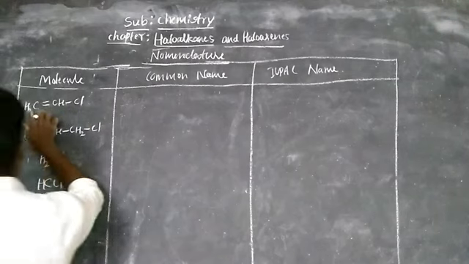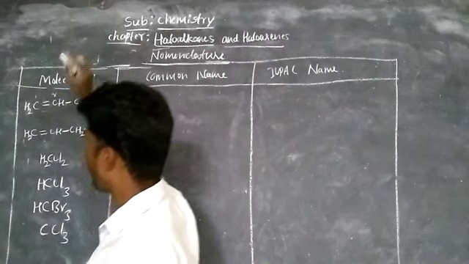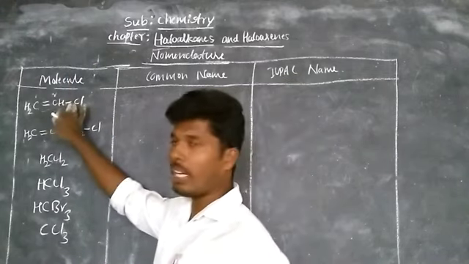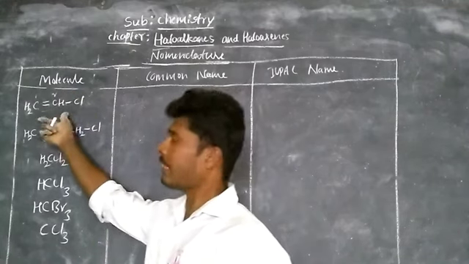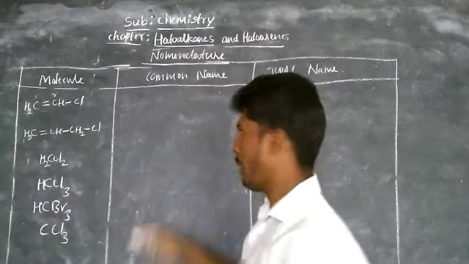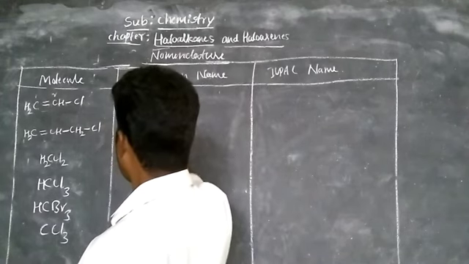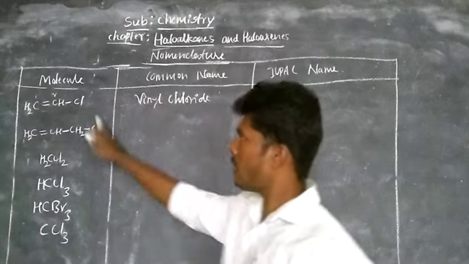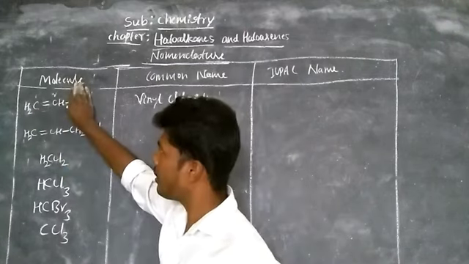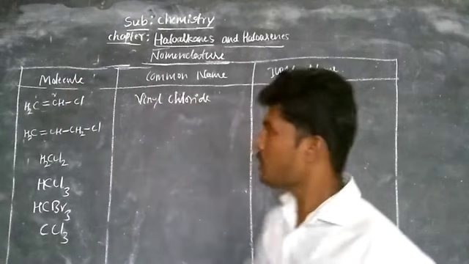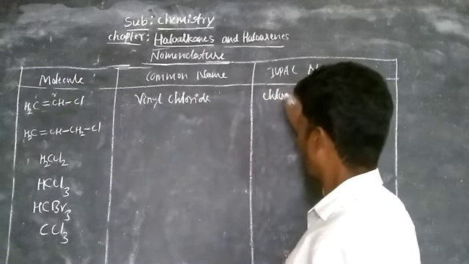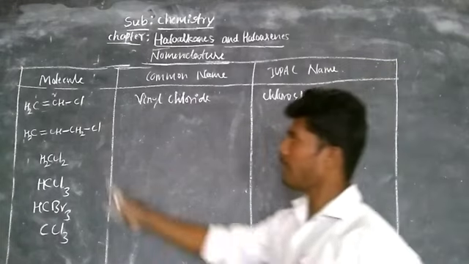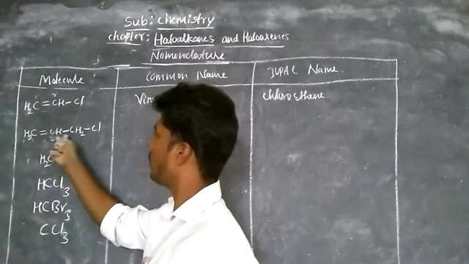So here 1, 2. The longest chain contains how many carbon atoms? 2 carbon atoms. This is chlorine. So its name is vinyl chloride, or ethylene chloride. Generally we call it vinyl chloride as the common name. And the IUPAC name: this is called ethene, right? With chloro, so its name is 1-chloroethene, or simply chloroethene.